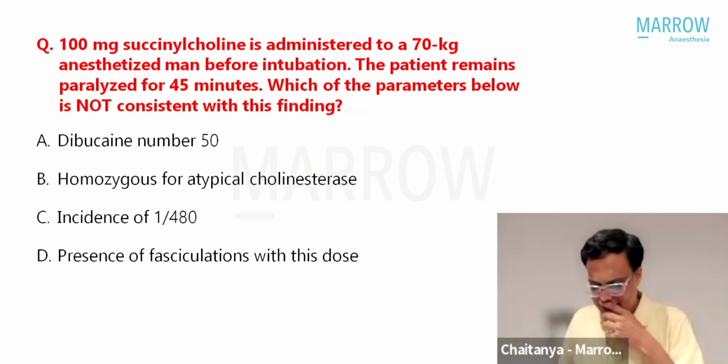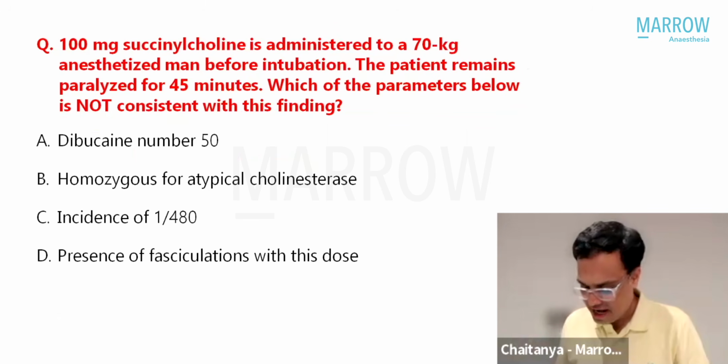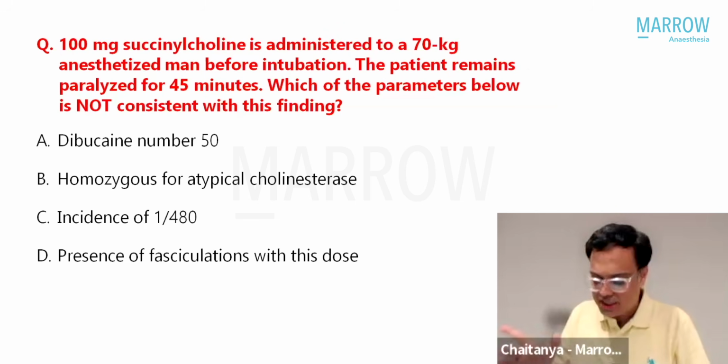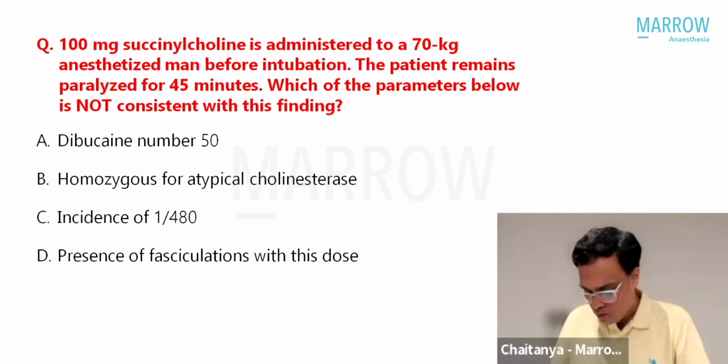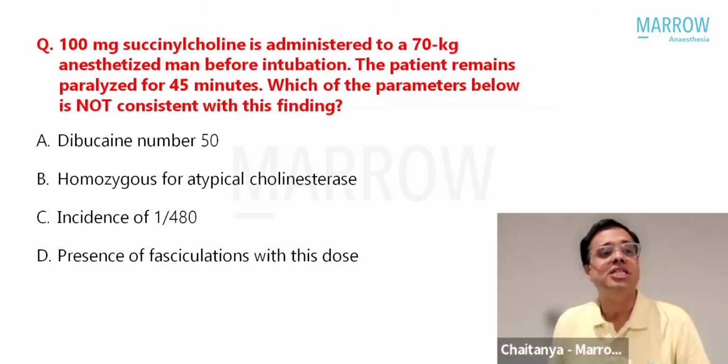The next question: 100 mg succinylcholine is administered to a 70 kg anesthetized man before intubation. The patient remains paralyzed for 45 minutes. Which of the parameters is not consistent with this finding? Option A, Dibucaine number 50. Option B, homozygous for atypical cholinesterase. Option C, incidence is 1 in 480. Option D, presence of fasciculations with this dose.